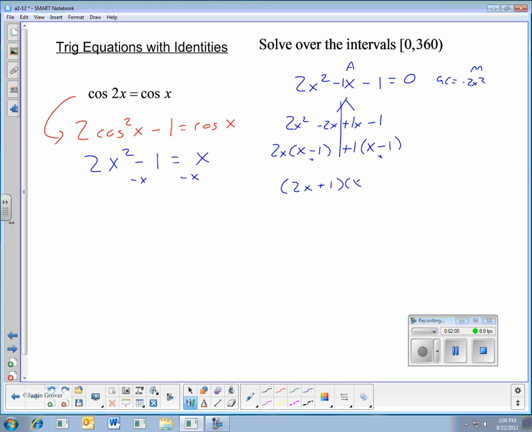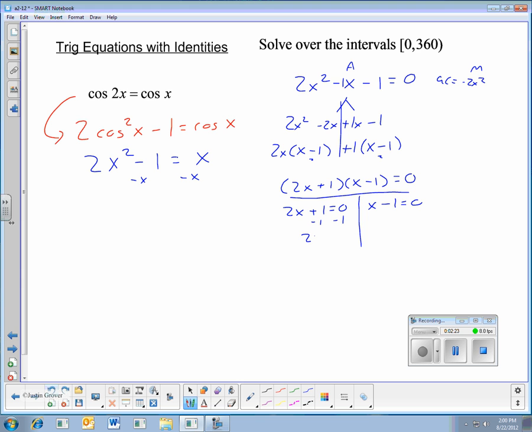2x plus 1, x minus 1. Remember to keep it equal to 0 because it's an equation. That's a pretty basic AC factor by grouping problem. You probably could have just figured out 2x and x and played with it a little bit, but that's how you would have to do it. Set equal to 0, so we set each factor equal to 0, and then solve for x in each group.